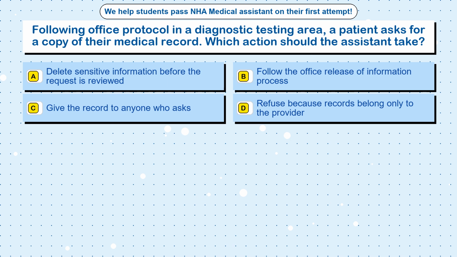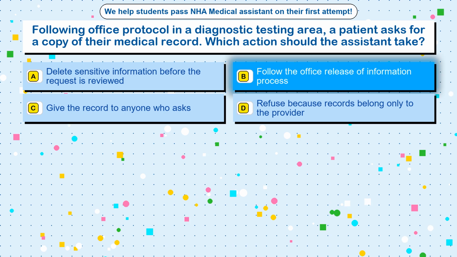Question 98. Following office protocol in a diagnostic testing area, a patient asks for a copy of their medical record. Which action should the assistant take? Option A, delete sensitive information before the request is reviewed. Option B, follow the office release of information process. Option C, give the record to anyone who asks. Option D, refuse because records belong only to the provider.